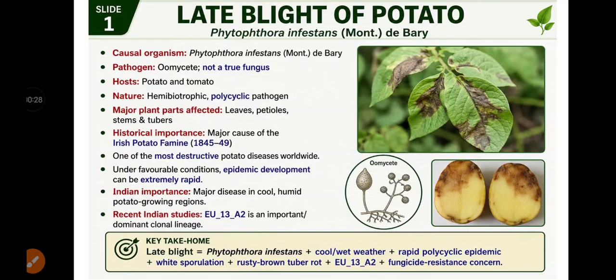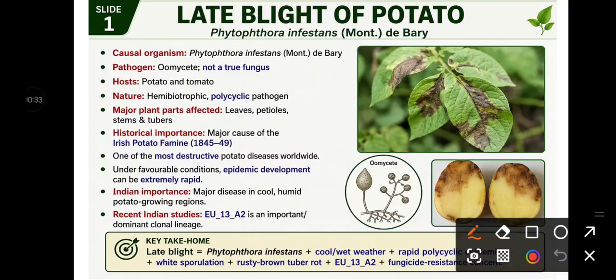So first, the causal organism of the late blight of potato is Phytophthora infestans. Its life cycle was discovered by Anton de Bary. Remember this, this is the first pathogen on which a life cycle study was done, and Anton de Bary, who was known as the father of modern plant pathology, discovered the life cycle of this Phytophthora infestans.